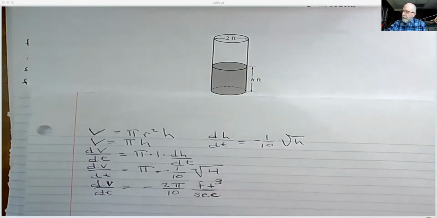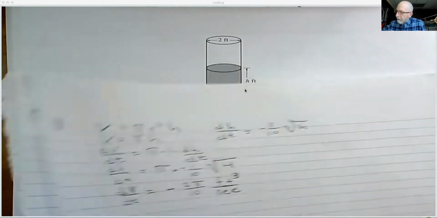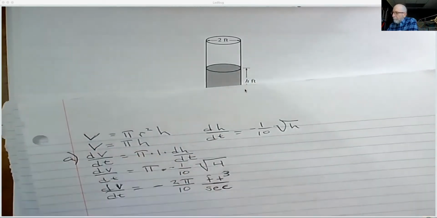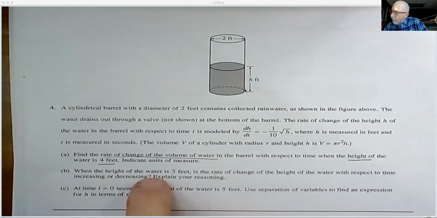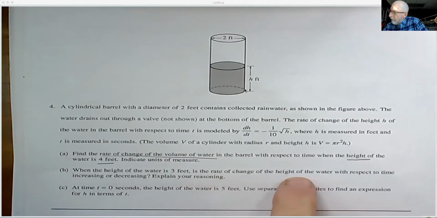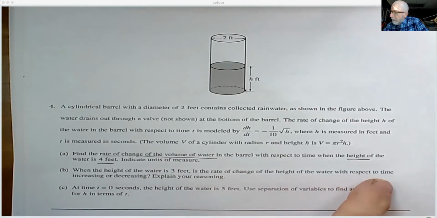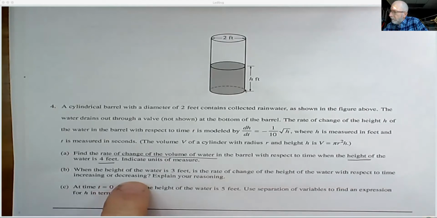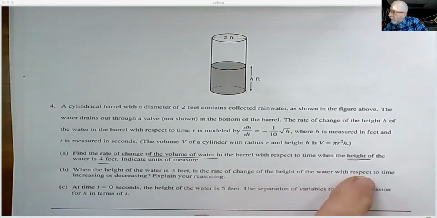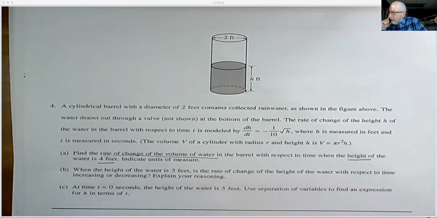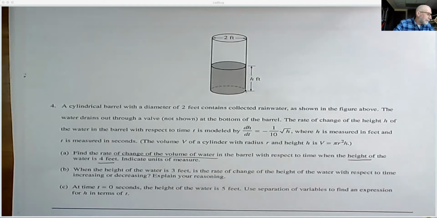There's our problem. That was A. All right, B. B says when the height of the water is 3 feet, is the rate of change of the height of the water with respect to time increasing or decreasing? When the height of the water is 3 feet.